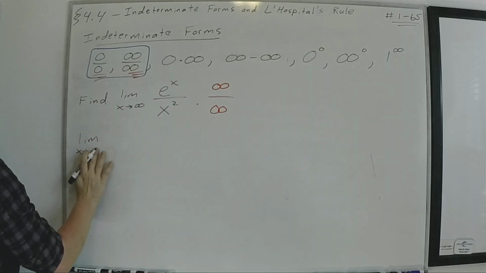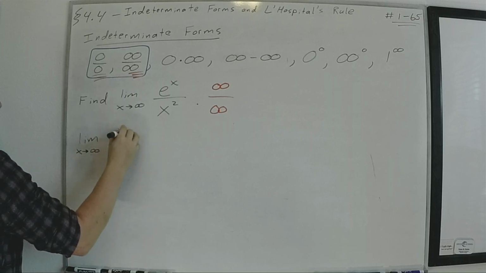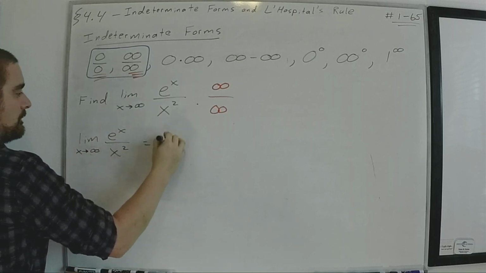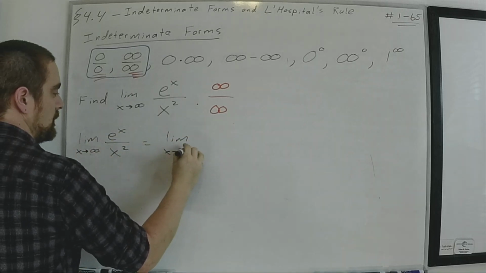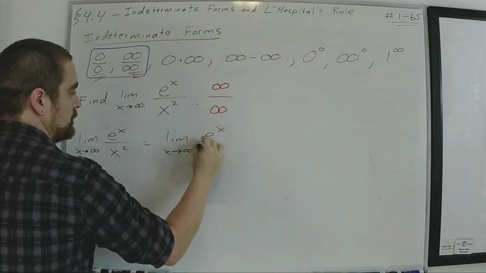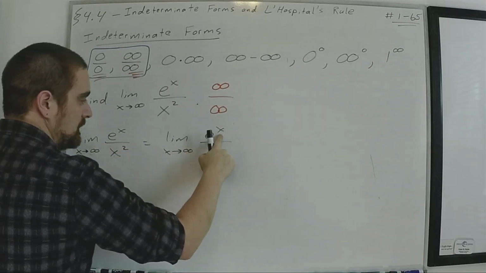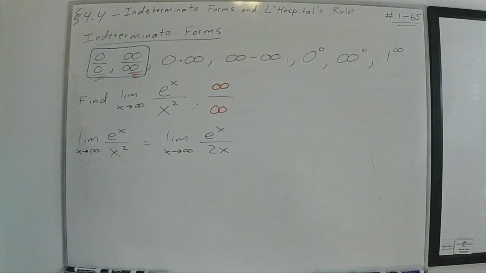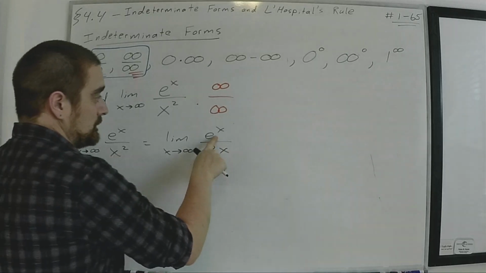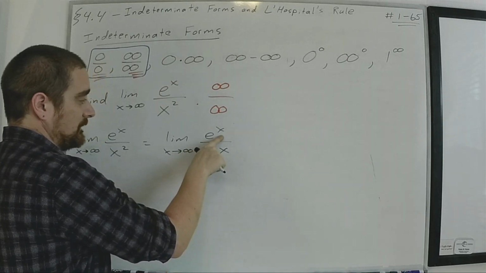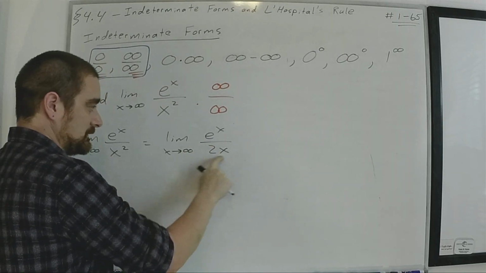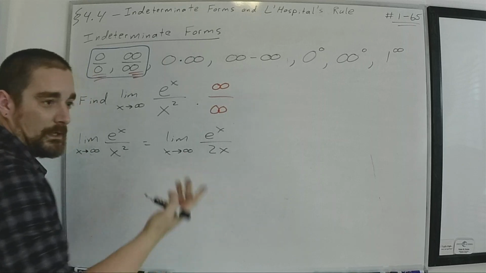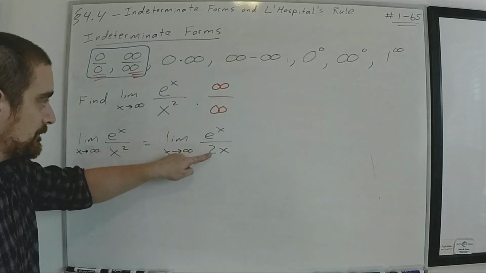The limit as x goes to infinity of e to the x over x squared. Apply L'Hopital's rule and we get, well, the derivative of the top, e to the x, is e to the x. The derivative of the bottom is 2x. You look at this again and you say, well, wait a minute, the top's still going to be infinitely large. 2 times infinity is still infinitely large. So what can I do with this? Well, it's infinity over infinity.